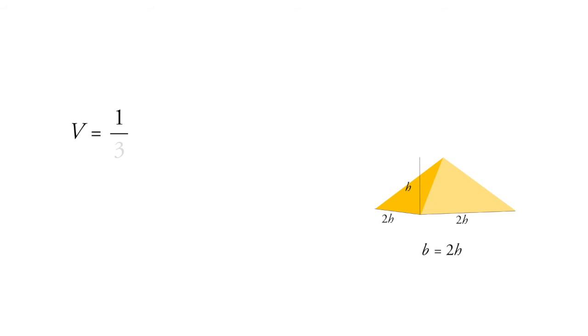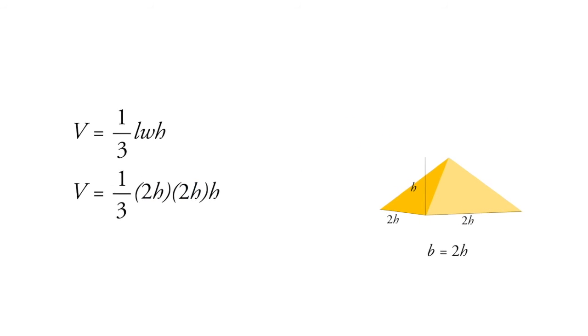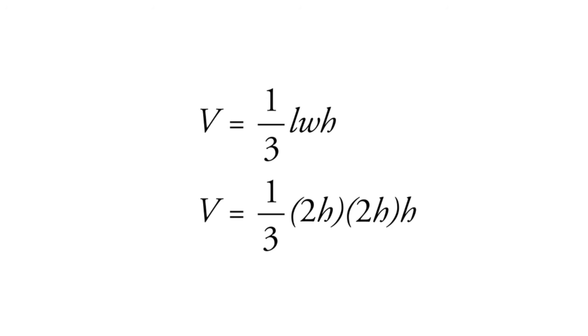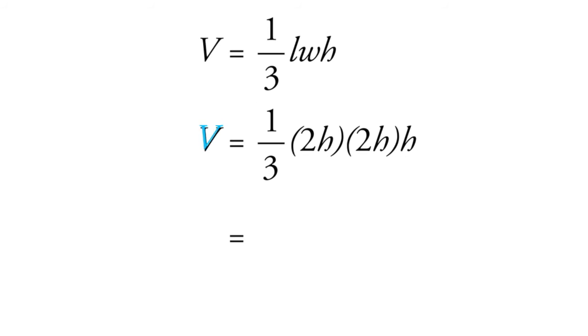We know that volume equals 1/3 times length times width times height. And because the length and the width are each 2H, and the height is still H, we get the volume is equal to 1/3 times 2H times 2H times H. So we'll take those two 2's and multiply them, and then we take these three H's and multiply them, and we get the volume is equal to 4/3 times the height cubed.